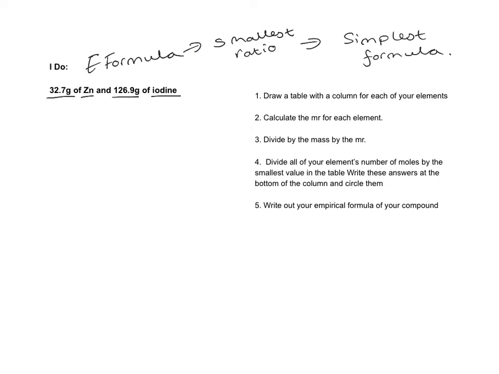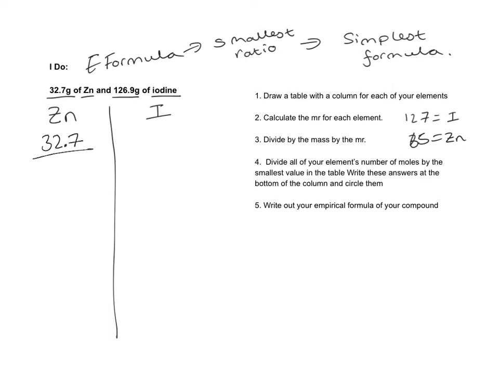Okay, so first things first, draw a table with a column for each of your elements. So I'm going to put zinc on this side and I'm going to put iodine on this side. Okay, then it says calculate the Mr for each compound. So just need to look it up in your periodic table. Okay, so I use my periodic table to find the Mrs. Then it says to divide the mass by the Mrs. So we've got 32.7 divided by 65, and we have got 126.9 divided by 127. Okay, so then we're going to put our answers below. This one's going to equal 1. This one, 32.7 divided by 65, is going to equal 0.5. Okay, so done number 1, done number 2, done number 3.